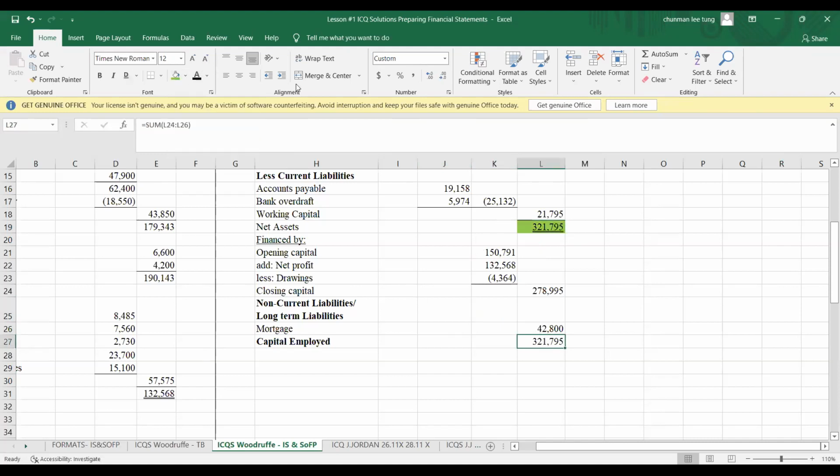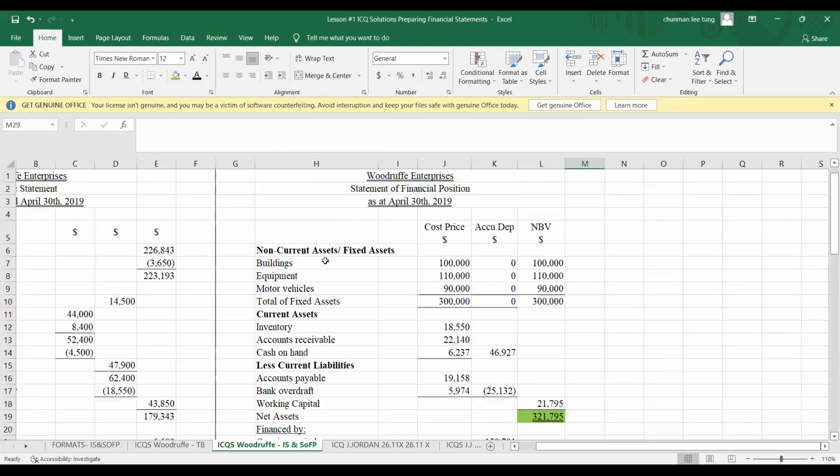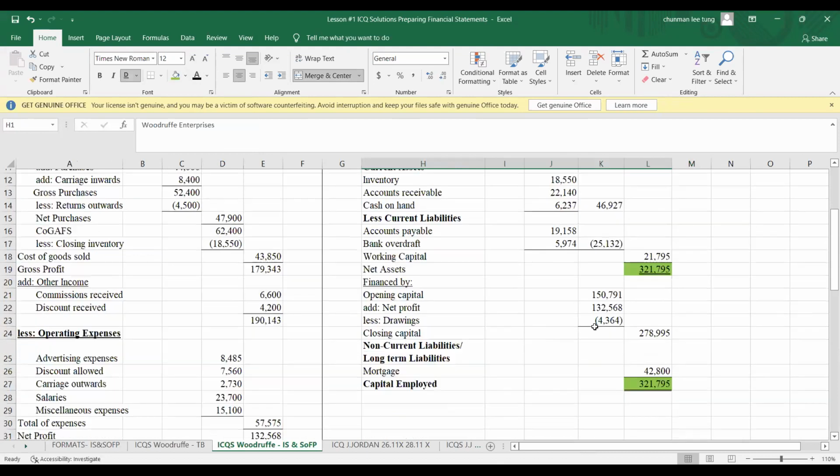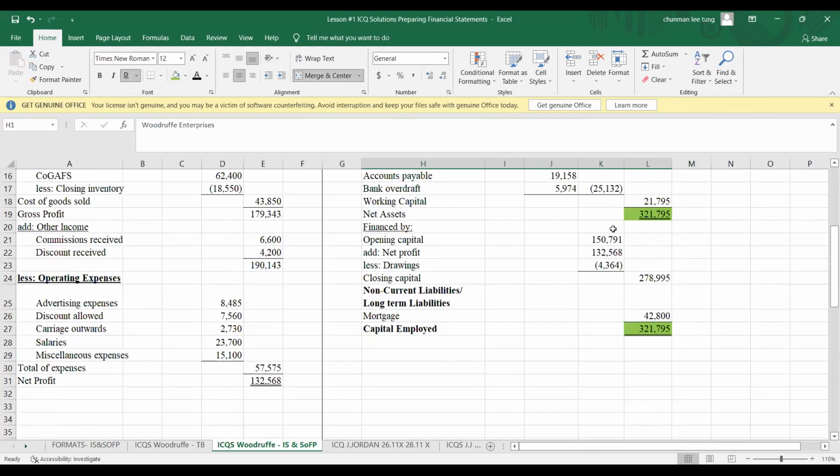Where we are seeing they are being equaled up here, we have one figure there and we have the same figure below here. So we know that we are correct. This is our final stage in preparing the income statement and the statement of financial position for Woodruff Enterprises. We know that we are correct when we balance through the balance sheet.